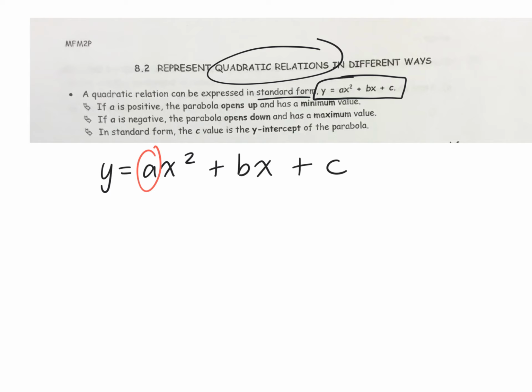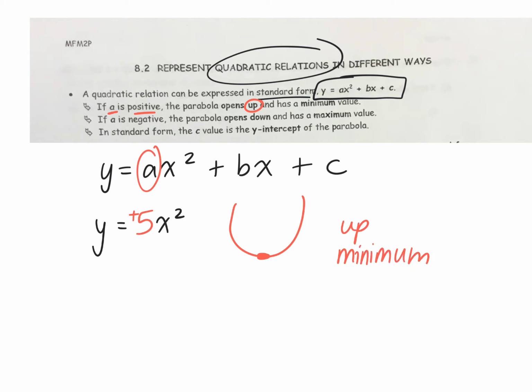If the number in front of x squared is positive, so if I have a positive number, let's say 5, what does it tell us about the parabola? If a is positive, it opens how? Up. Okay, so let's write this down. It opens up, or you can highlight it. If it opens up, does it have a maximum value or a minimum value? Minimum, right? Because this is the lowest point it can go. Do you remember this?